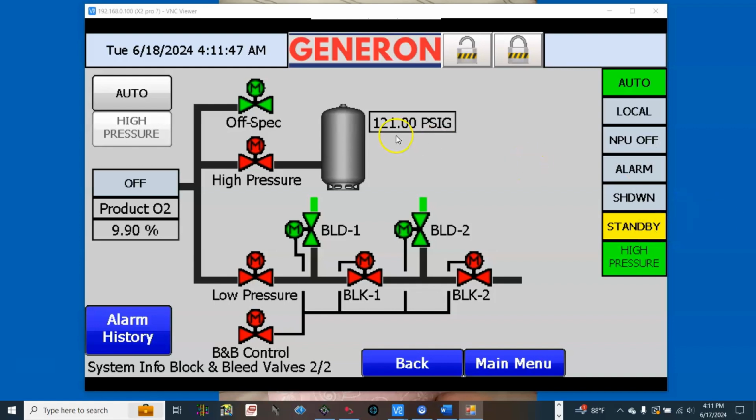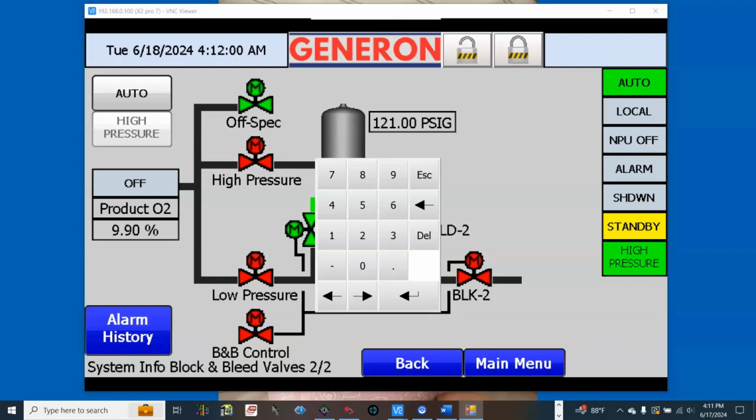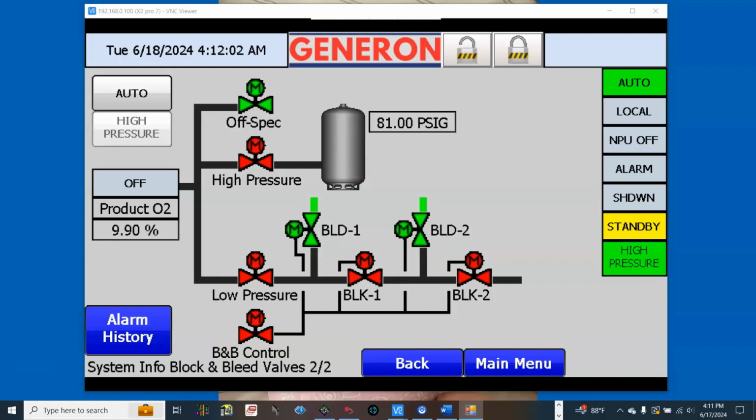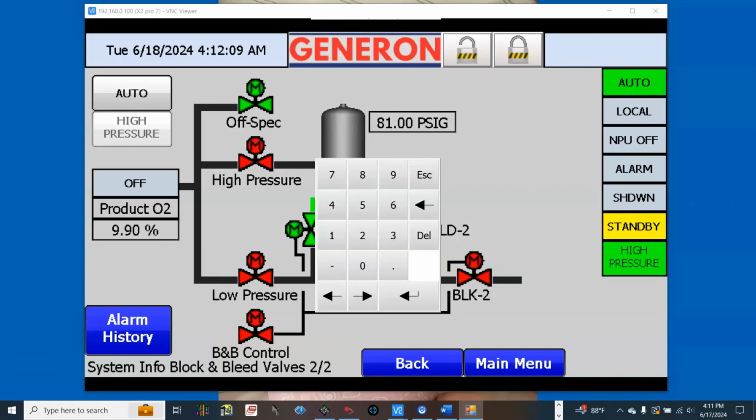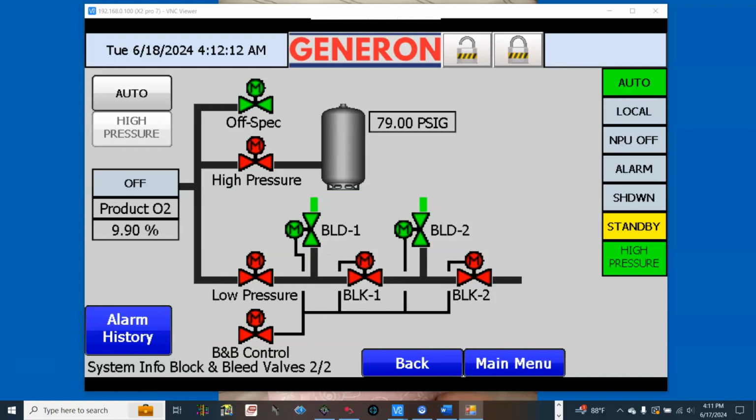And when pressure at nitrogen receiver goes below 80 psi, nitrogen generator will be back to operation. 81, standby still is active. 79. Nitrogen generator is on. High pressure valve is open again.